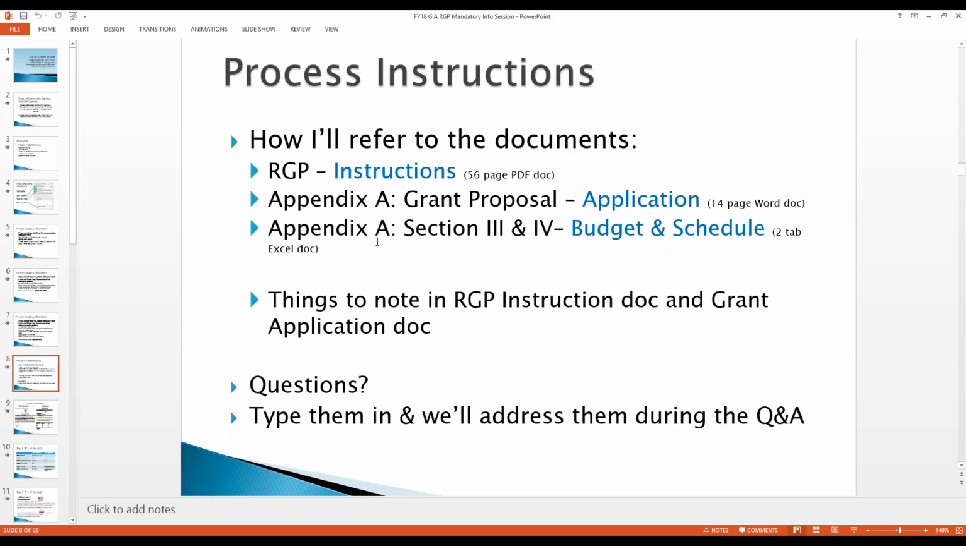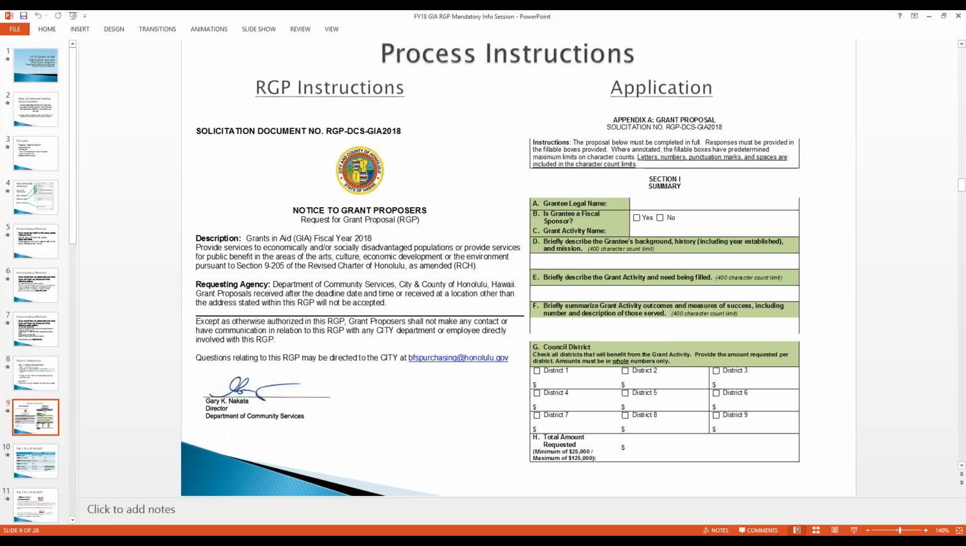After that, we'll also do a page-by-page review of these 2 documents, the RGP and the grant proposal, and we'll also look at the budget and schedule and how to fill them out. Again, if you have questions, type them in and we'll address them during the Q&A session. On the next slide, you'll see the first 2 pages of the documents that I will be talking about. This is the first page on your left of the request for grant proposal, the RGP instructions. To your right is the fillable form, the grant proposal or application.